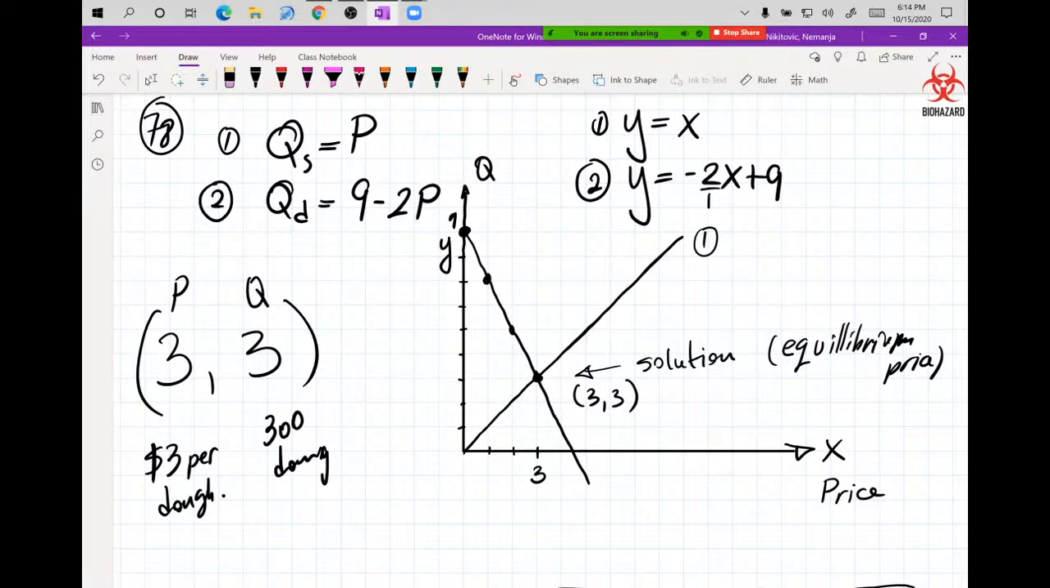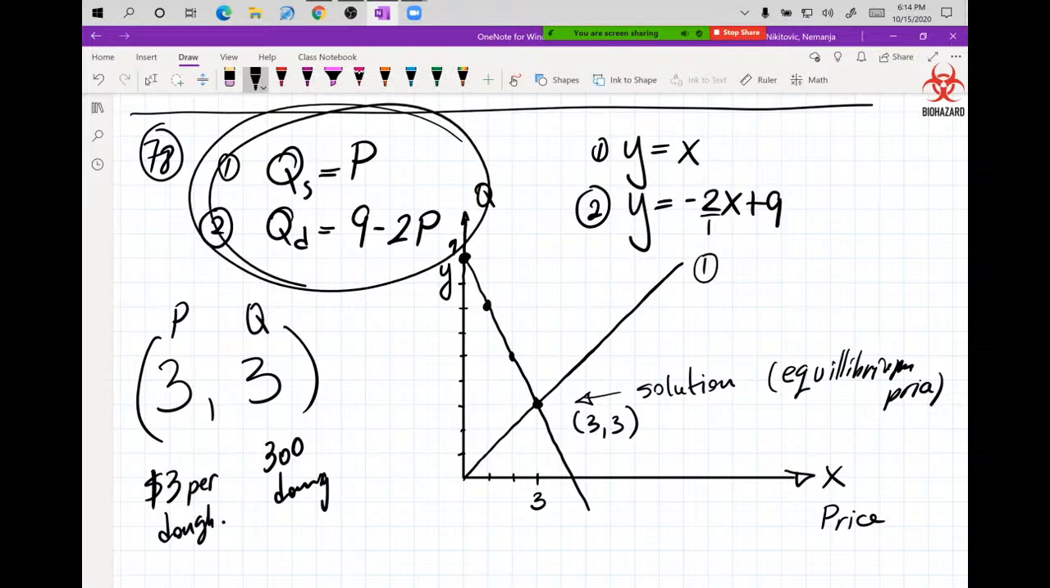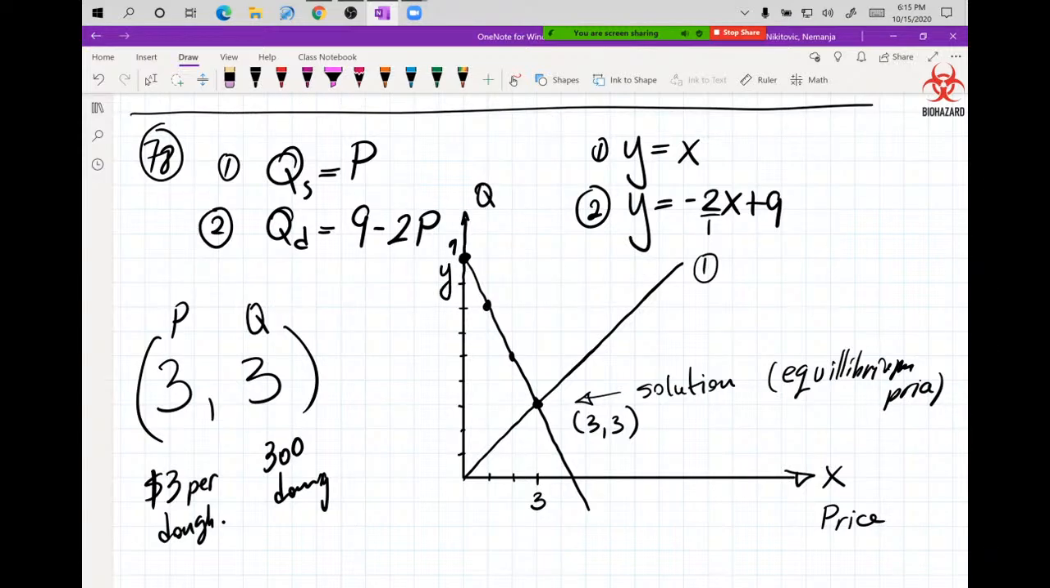Let's see what else can we do. But in the long run, before we do the next problem, you have equations that are either given to you or you figure them out, and then you can write them with your x's and y's, and then you just draw your graph, and that would be all good.